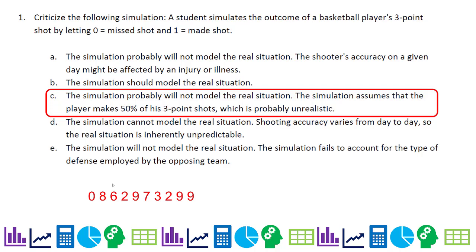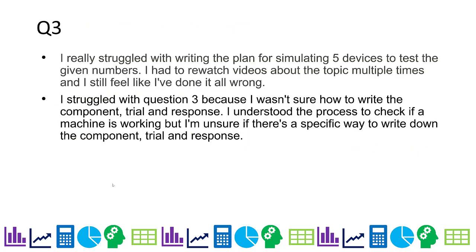So the simulation will not model the real situation. The simulation assumes a 50-50%. So if we knew how good the student was, let's say they made 70% of their shots, then we could say, oh, 0 to 6 is making the shot, because that would be 7 digits. And then 7, 8, and 9, that's 30% of the digits, is missing the shot. So that one would make more sense.